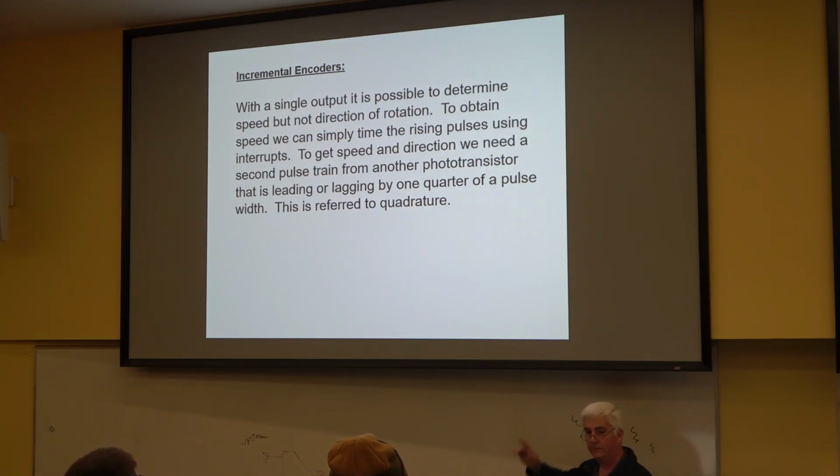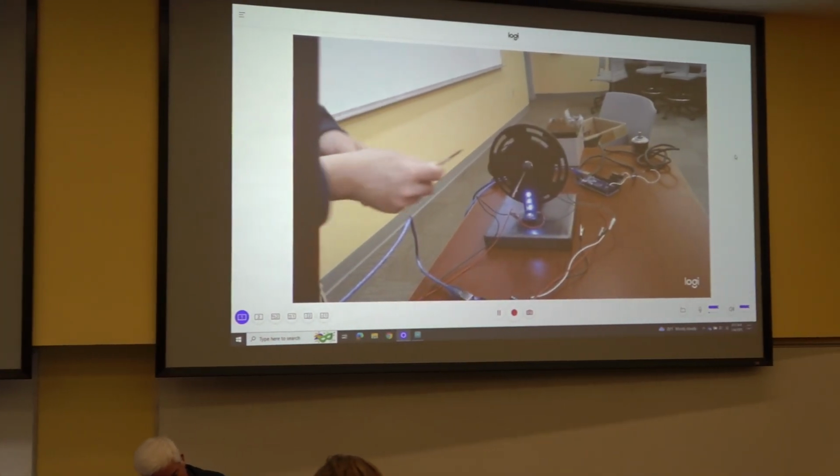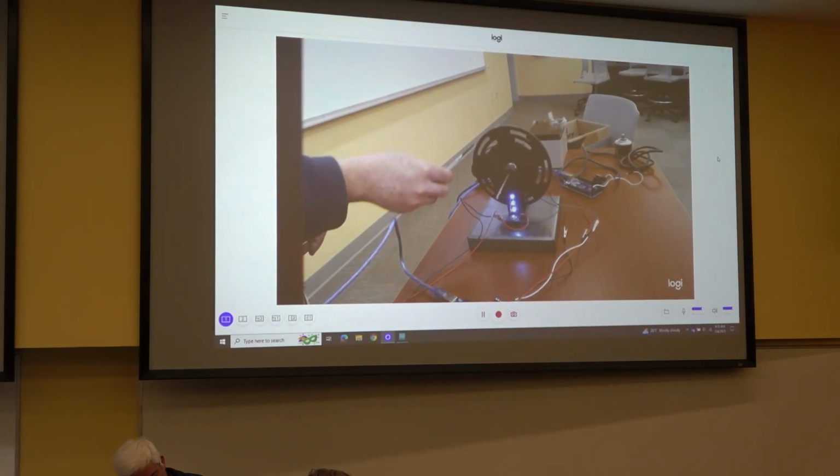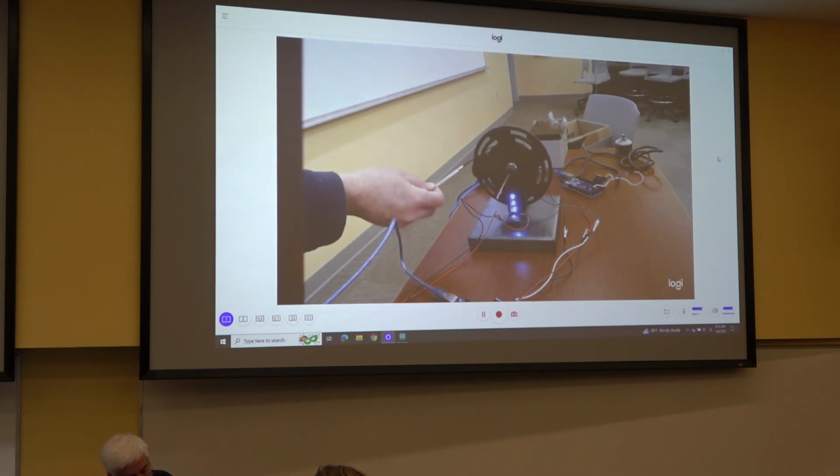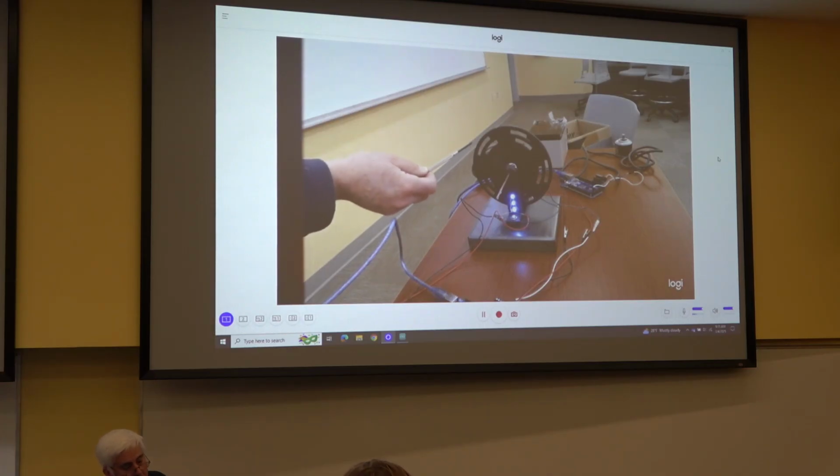And if I have just one of those, so for example on this thing, if I had just the outer set of slots, just like with a fan, I can get speed. What I can't get is direction. So if I want to know, is my motor oscillating? Or am I turning forward? Am I turning backward? What's going on there? I've got to have two sets of slots. And that's what's going on in my little demonstrator rig. So with one set of slots, I can get speed. With two sets of slots, I can get speed and direction.